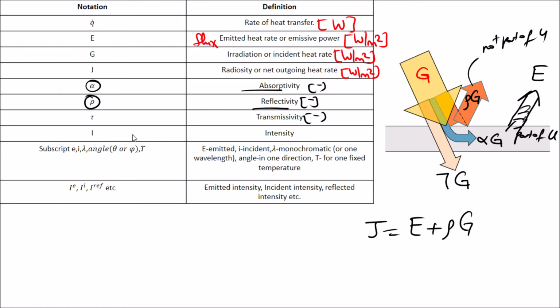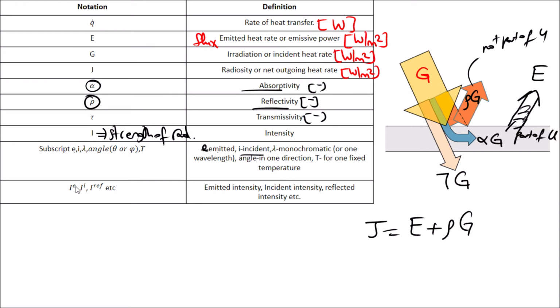The radiosity will be the sum of the emissive power plus the reflected one. And then we have the intensity, which shows the strength of the radiation. This is called intensity. We also have subscripts: E says that it is emitted, and I is incident, and lambda is the monochromatic or per one wavelength, and the angle is the direction, and T is for one fixed temperature.